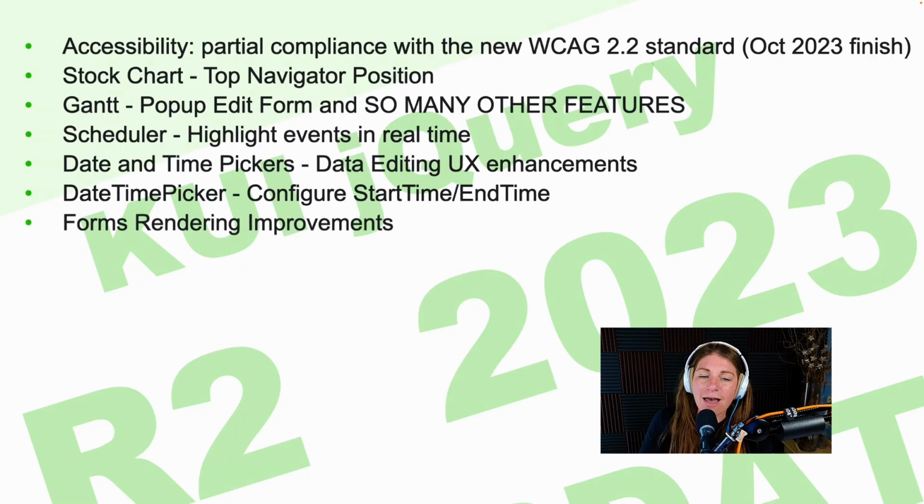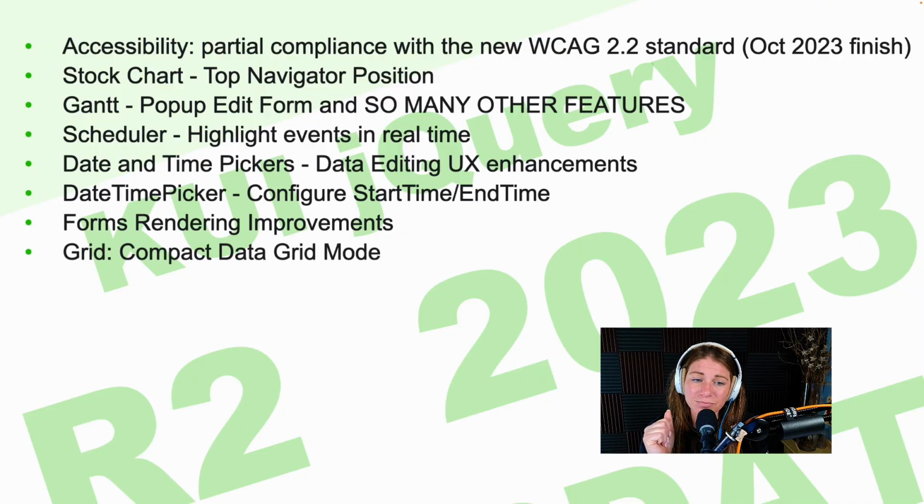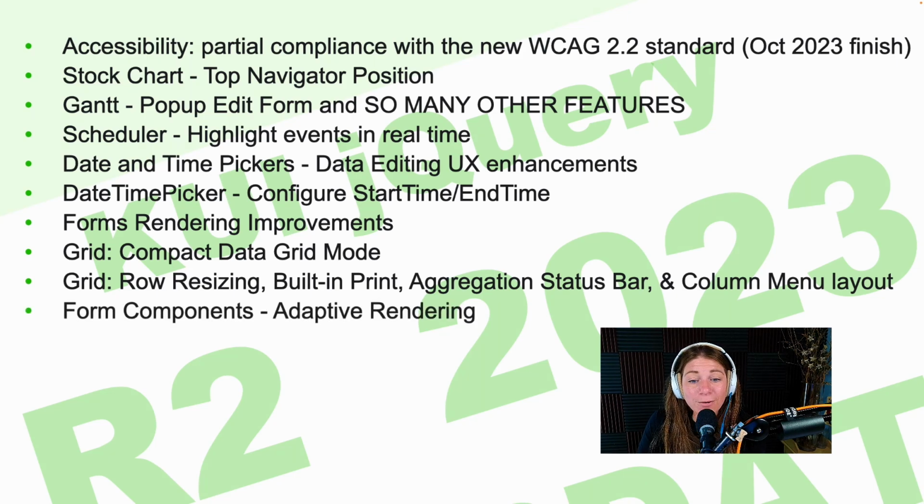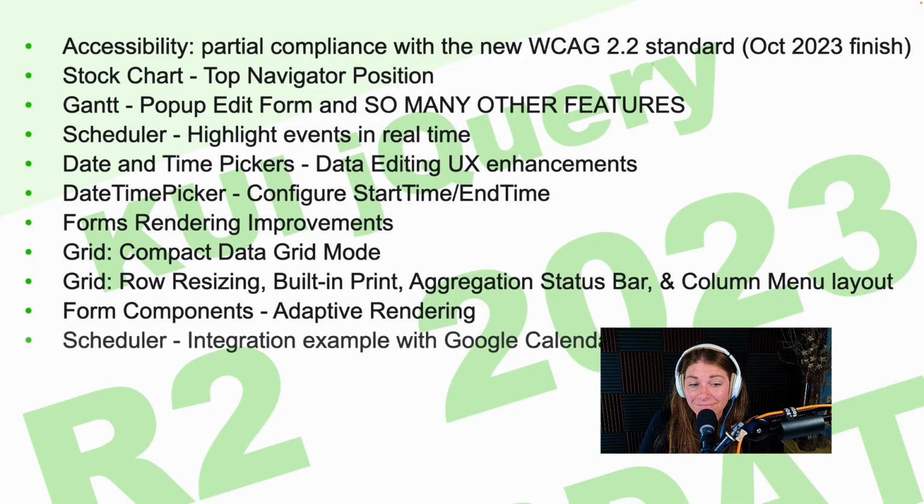The forms have rendering improvements that we'll talk more about in detail in a moment. And the grid has the long-awaited compact data grid mode. The grid also got row resizing, built-in print, aggregation status bar, and a column menu layout, which a lot of people are very excited about. Form components got adaptive rendering, and the scheduler has an integration example with Google Calendar.